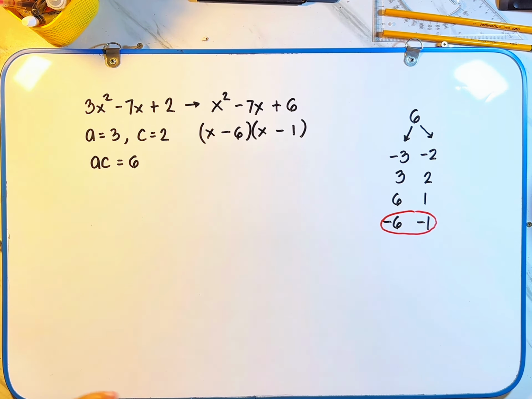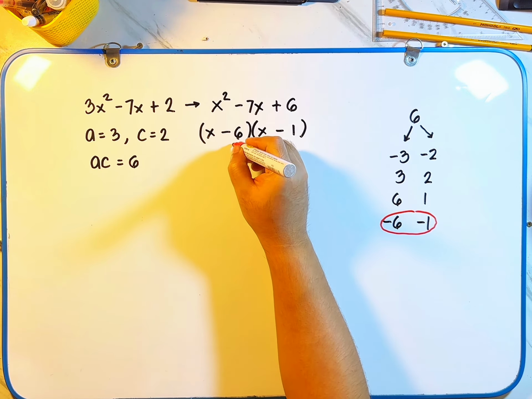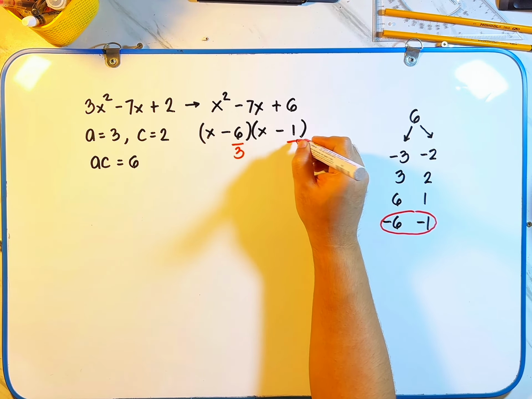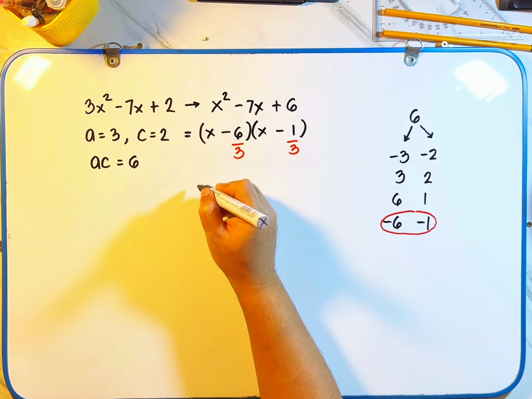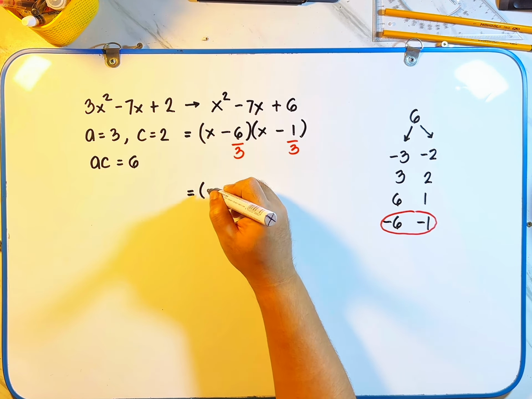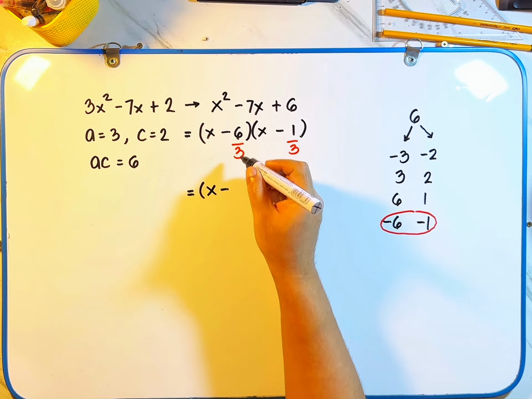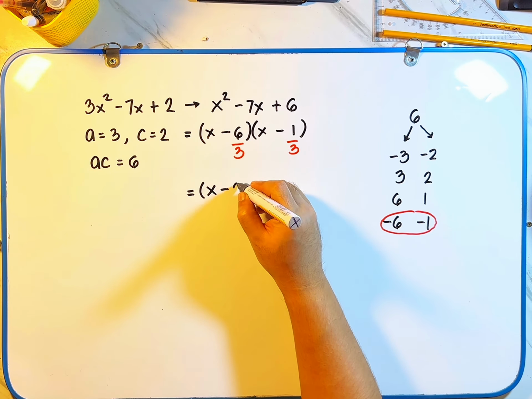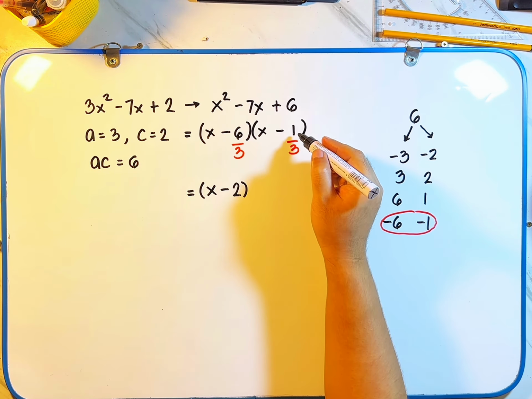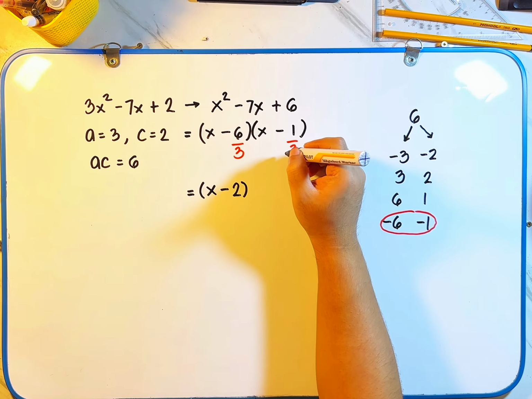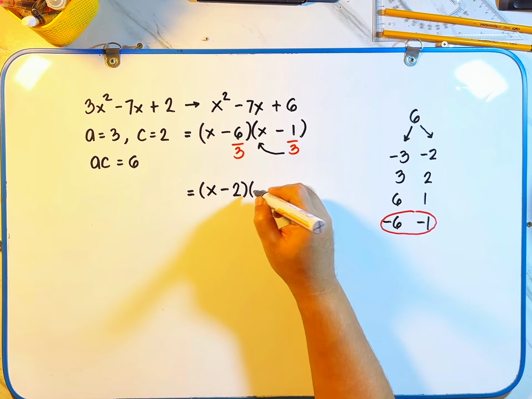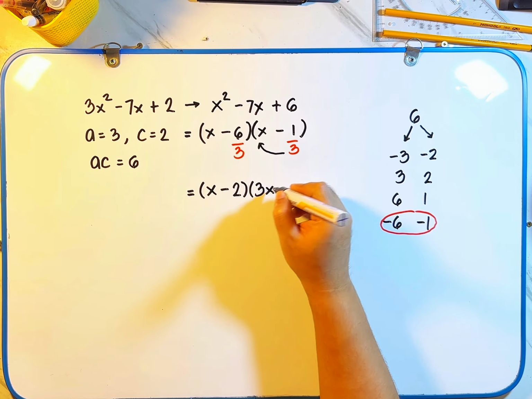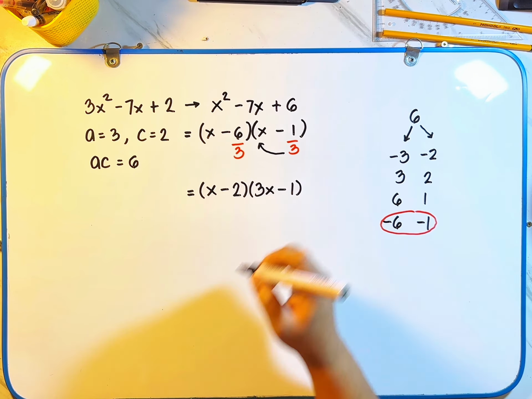Let's go back to our leading coefficient, positive 3. Divide this by positive 3 and also this one. Next, let us reduce if possible. Minus 6 divided by 3 is minus 2. And 1 over 3 cannot be reduced. So this 3 should become the coefficient of x, such that we have 3x minus 1.